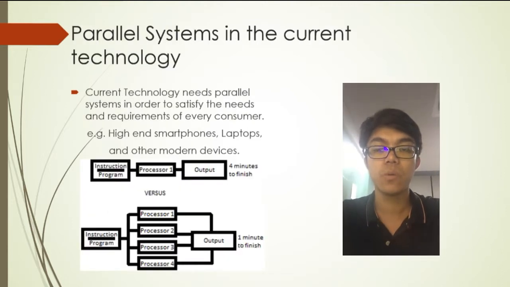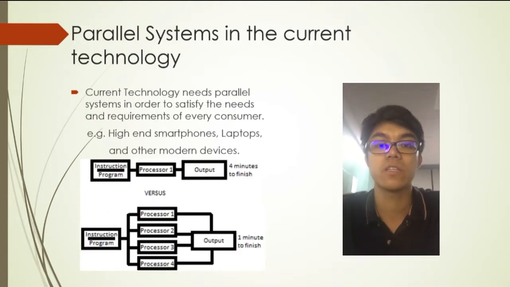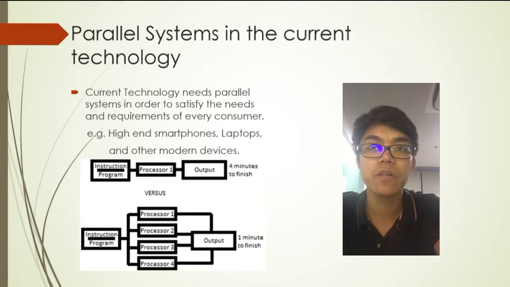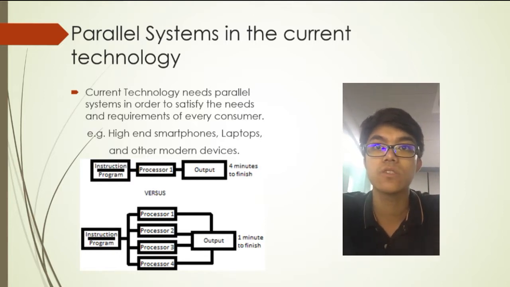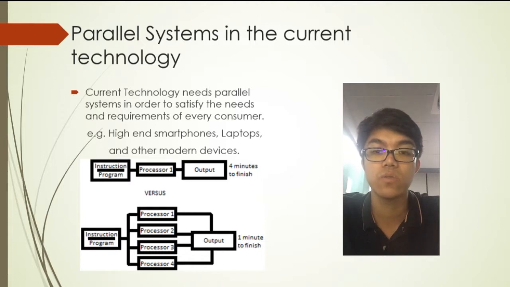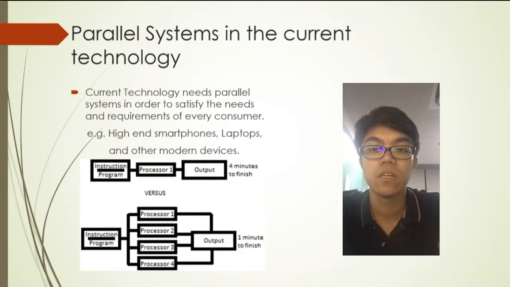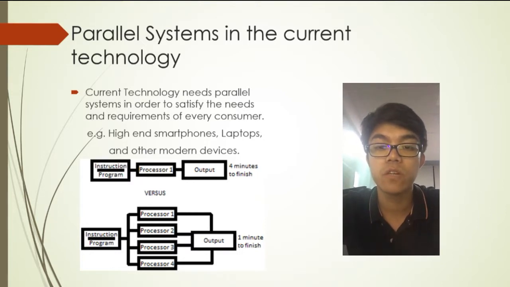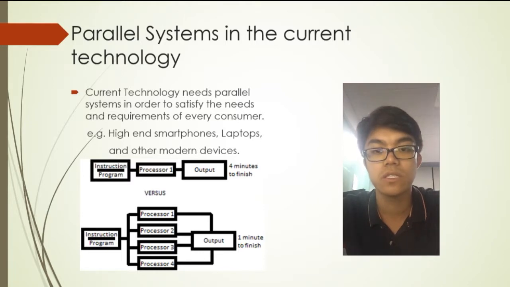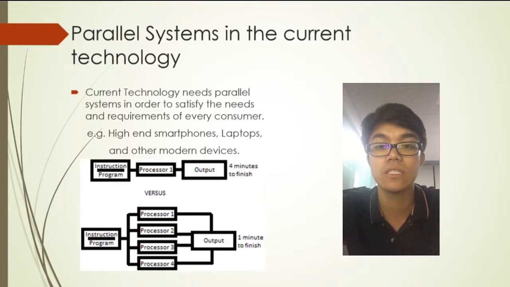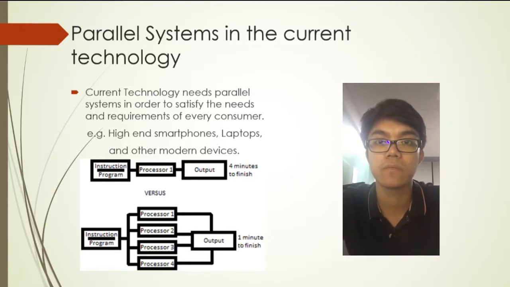Now, the next slide, we're going to discuss parallel systems in our current technology. Our current technology needs parallel systems in order to satisfy the needs and requirements of every consumer. Examples are high-end smartphones, laptops, and other modern devices. For high-end smartphones to support their modern functionalities, they need parallel systems. For example, a consumer wants to play an online game. If there's no parallel system, that online game will take too much time to be played.